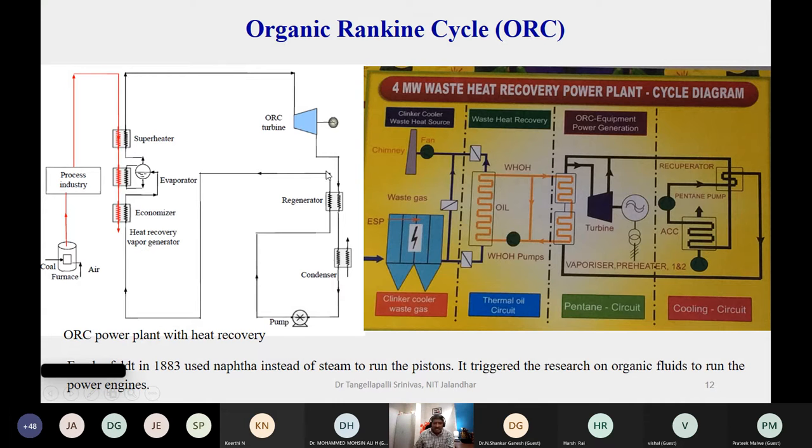That's why there is a chance to recover internal heat, which supports the condenser as well as the boiler. The size of the condenser decreases, and because of this preheating, the size of the boiler also decreases, but it does not affect the power generation. It does not influence the output, but it does influence the efficiency. That's why we can see this type of regenerator in the organic Rankine cycle.